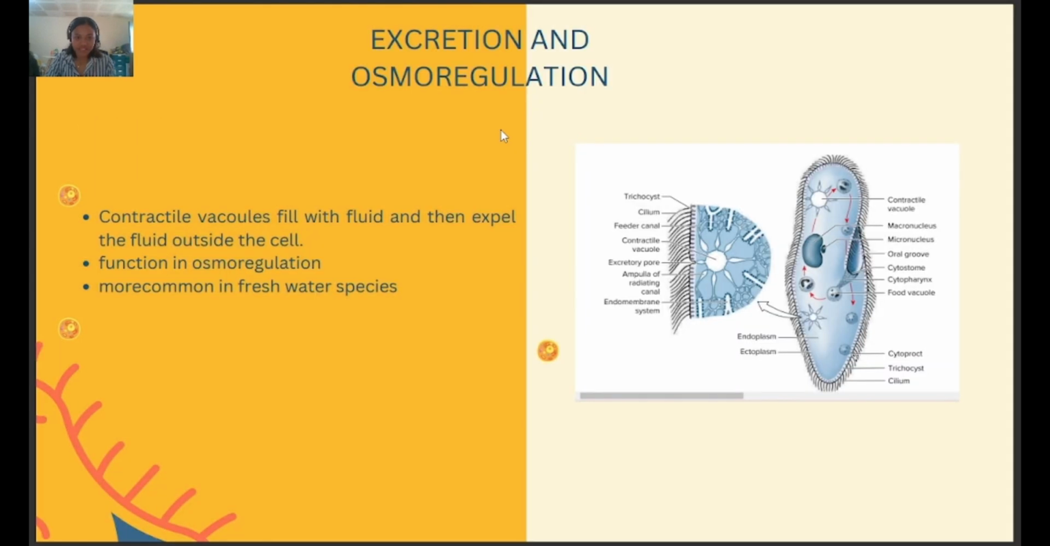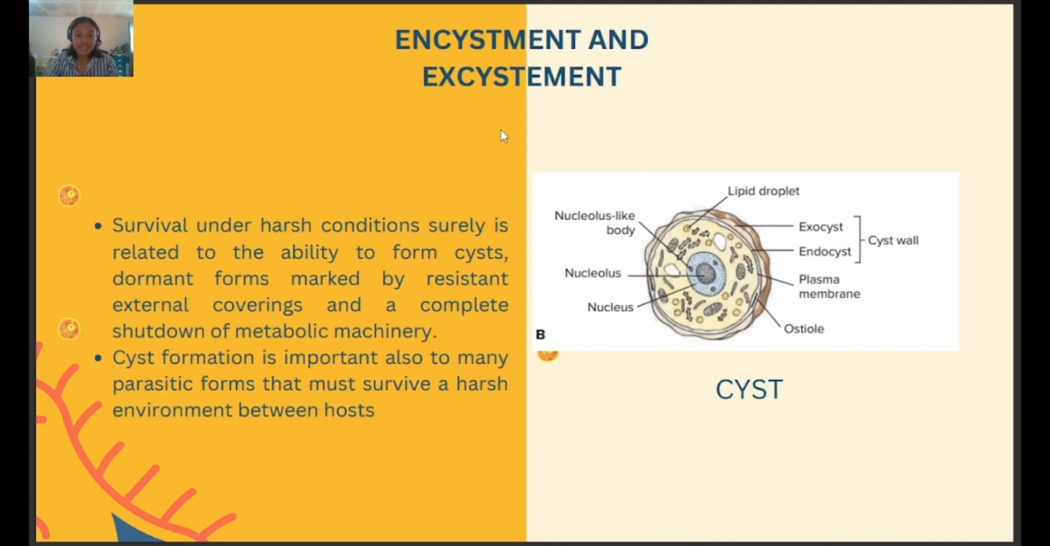Okay, now excretion and osmoregulation. As I mentioned earlier, excretion is when waste leaves the organism. Next is encystment and excystment, which is the forming of a cyst. Although unicellular eukaryotes are separated from their external environment, they have a delicate plasma membrane.